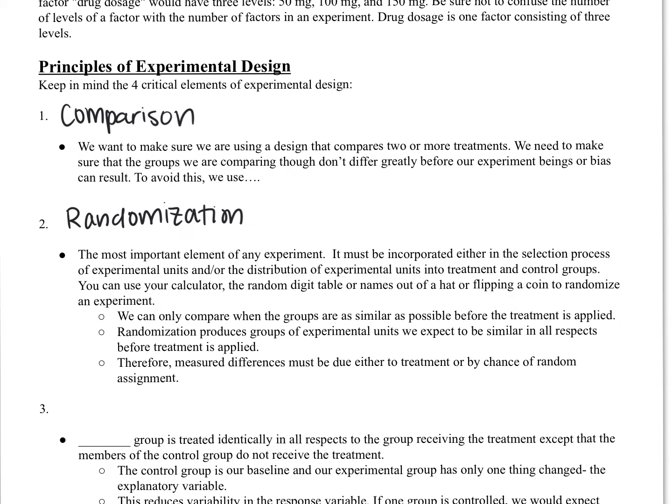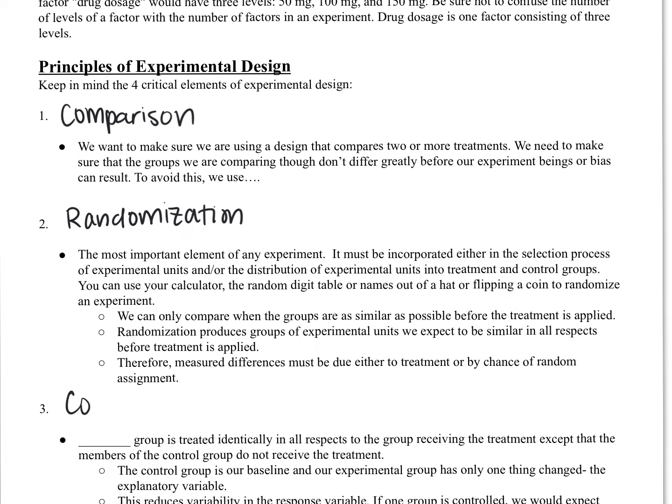A couple of things about randomization: we can only compare when the groups are as similar as possible before the treatment is applied. Randomization produces groups of experimental units we expect to be similar in all respects before treatment is applied, and therefore measured differences must be due either to treatment or by chance of random assignment.